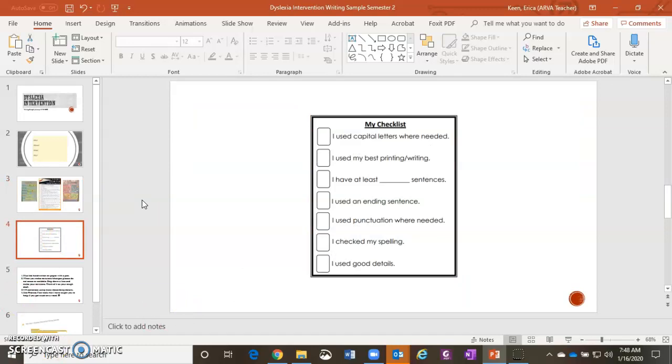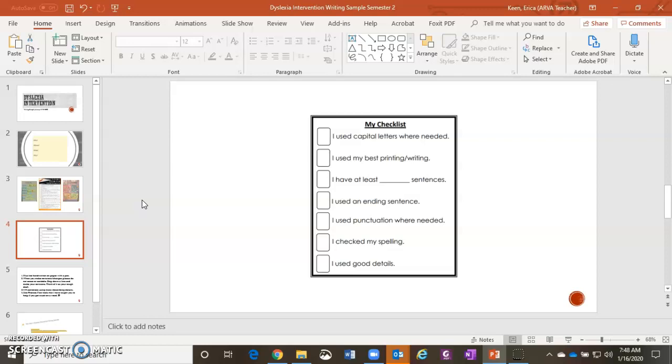Okay. I gave you guys just a simple writing checklist just to look for checking when you get done. Okay, so capital letters, you did your best printing or writing. Remember, it is handwriting, no typing. I asked you guys to have around 4 to 6 sentences. You should end with around 6 sentences. Some of you guys, especially my high school kiddos, had a whole lot more, which is great. There was no limit, but I wanted a minimum of 4 to 6 sentences. Look for your ending sentence.